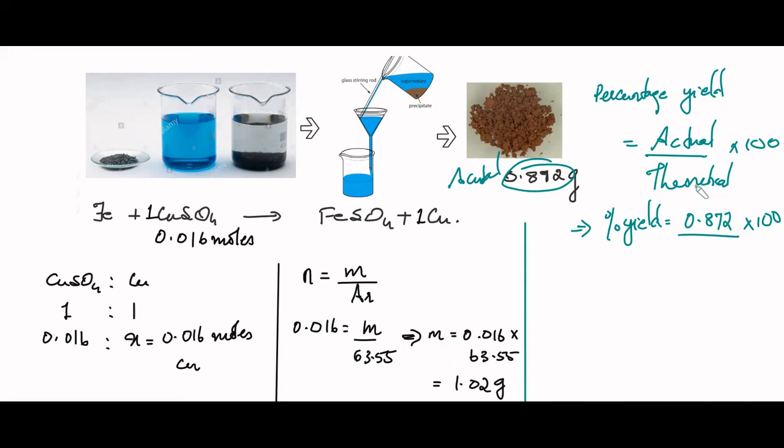Theoretical yield means how much I'm getting when I'm calculating it theoretically, not what I'm getting when I'm doing the experiment, but what I'm getting when I do the calculation based on the stoichiometry of the balanced chemical equation. That is the theoretical yield. So that is going to be 1.02. So when I'm calculating this, my answer is going to be 85.5%.